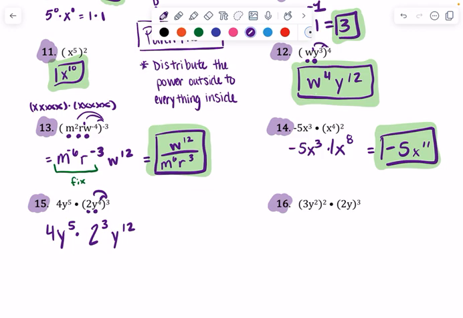All right, evaluate, get what 2 to the 3rd equals. 2 to the 3rd is 8. Now you guys can multiply. So 4 times 8, y to the 5th times y to the 12th, y to the 17th power.